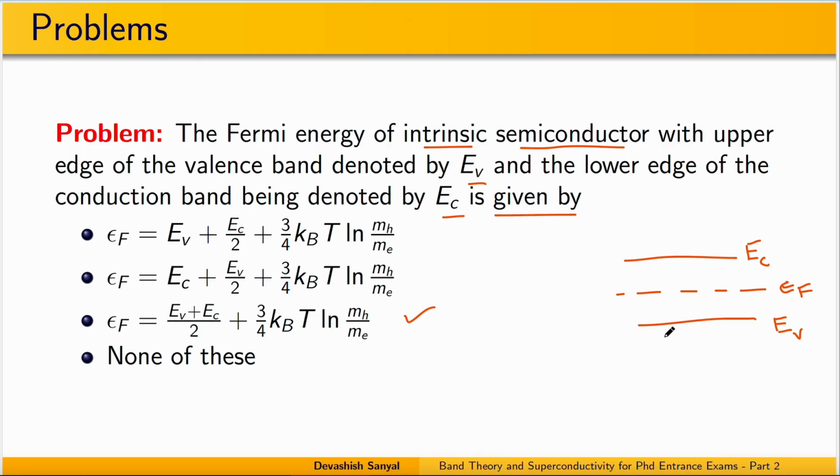What happens is electrons near the band edge of the valence band get excited and go to the conduction band. So here we have conduction electrons and here we have holes. So the conduction in this problem takes place both due to electrons and holes.